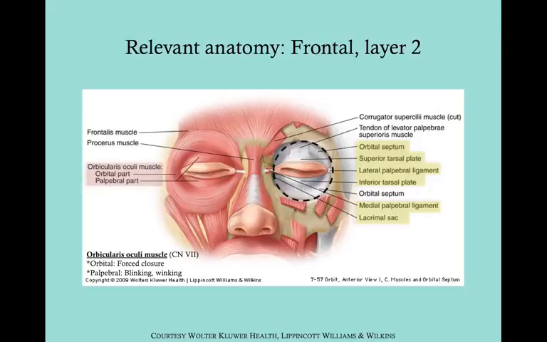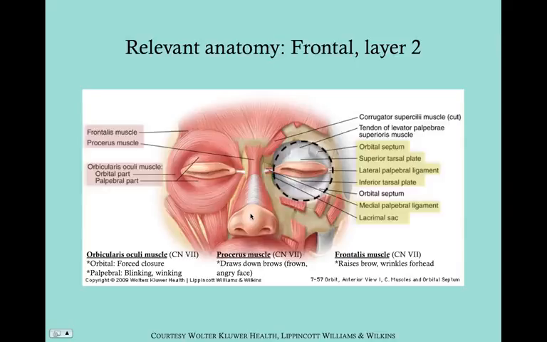You got three muscles here, all of which are innervated by the facial nerve. You have the orbicularis oculi muscle, which is traditionally divided up into two parts. And there's the orbital part, which is responsible for forced closure. That's more on the periphery here, and then closer to the eyelids are the palpebral part, and this is responsible for blinking and winking. The procerus muscle sits on the nasal bridge. This is responsible for drawing down your brows, and that helps you make a frown or an angry face. And the frontalis muscle is on the forehead, and this helps you raise your brows and wrinkle your forehead.